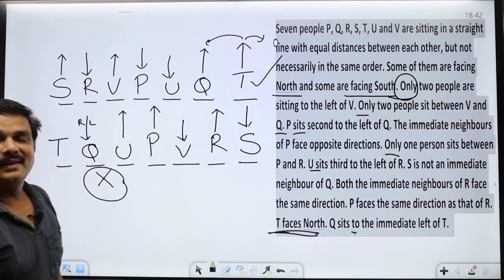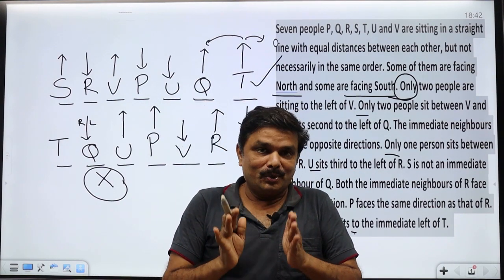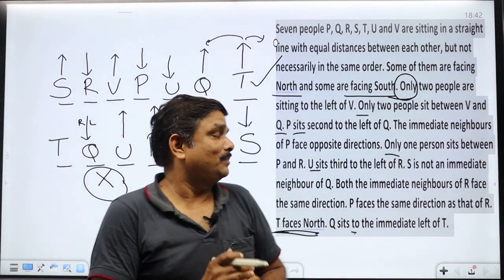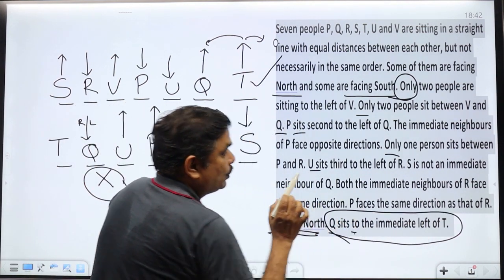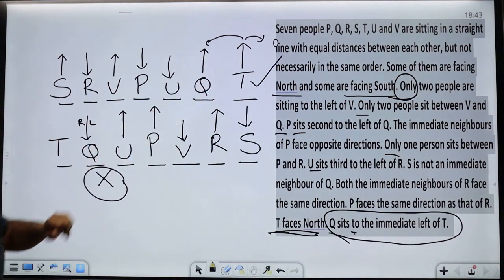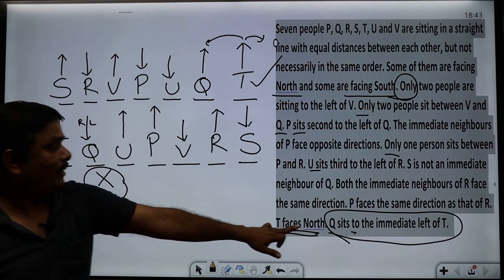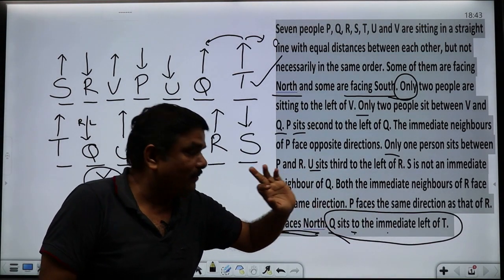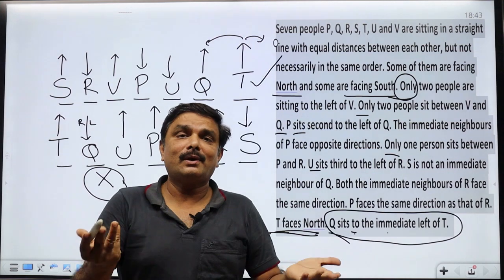This is exactly how you have to do the question. Hope you must have got the idea. Sometimes, students, what if they won't give the last information, Q sits to the immediate left of T? In that case, both the possibilities will be right. What if they have not given this information? Of course, both the arrangements are right.